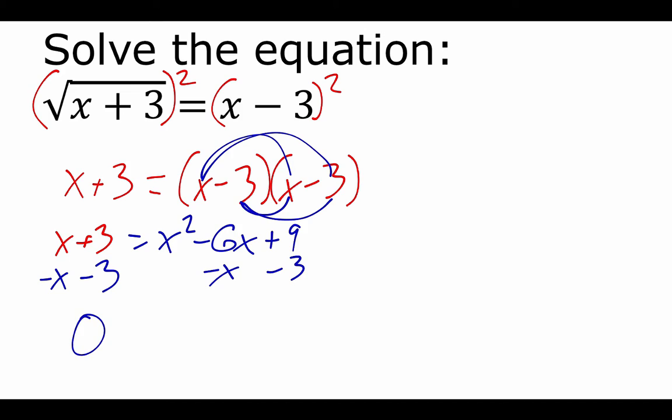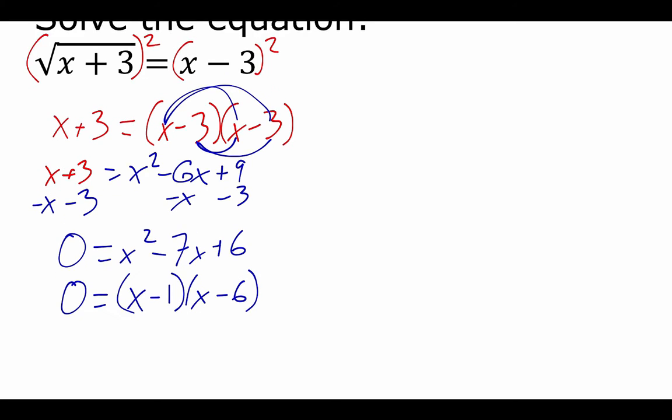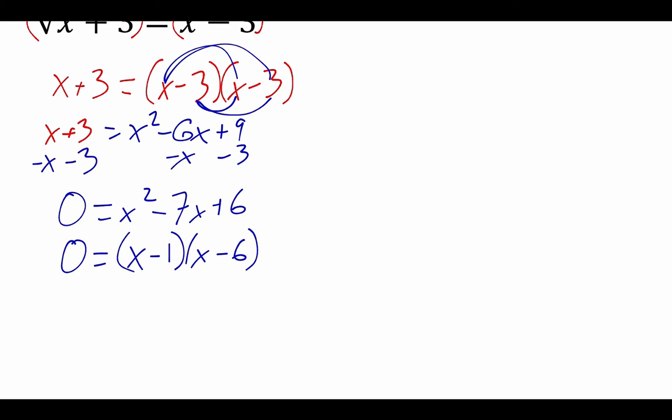So we have 0 on the left side equals x squared. Negative 6x minus x is negative 7x, and then 9 minus 3 is positive 6. From here, we've got to check to see what this factors into. We're going to end up being able to factor this into x minus 1 times x minus 6. Now from here, we've got 0 equals x minus 1 times x minus 6. That means either x equals 1 or x equals 6.